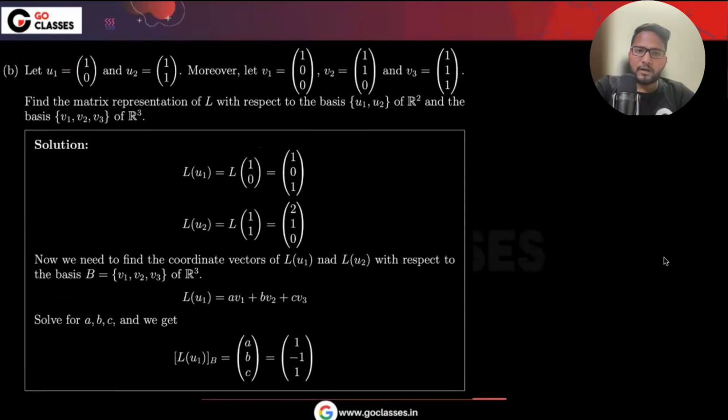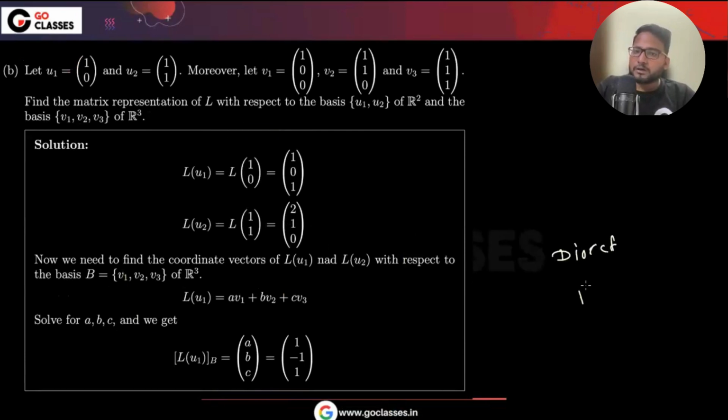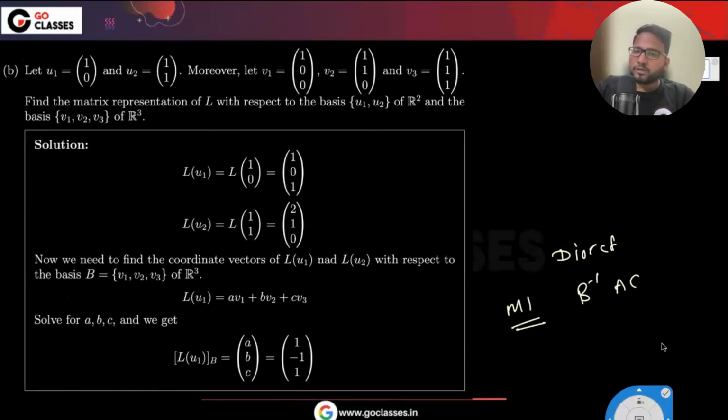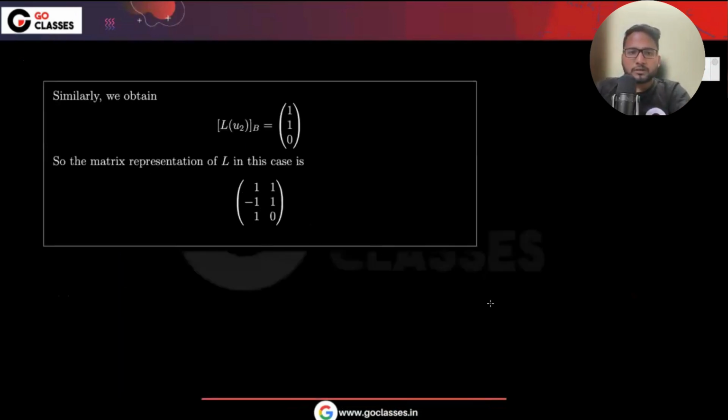Just tell me, by looking at this, what do you think they're using, method one or method two? Method one is the direct method. Let's suppose the direct method, which is B inverse A C or something like that. This is method one. Are they using method one or method two? Method two they are using, right? Anyway, you can use any method. That's fine. I'm just telling you what they're using.